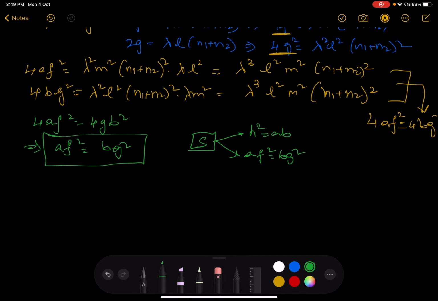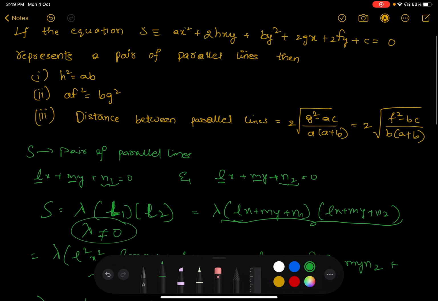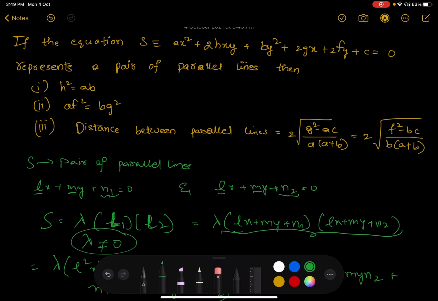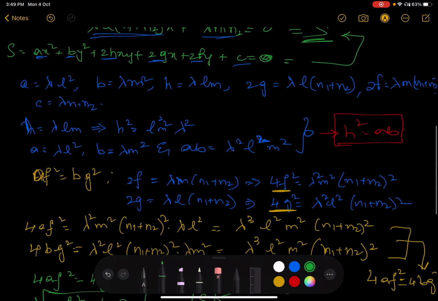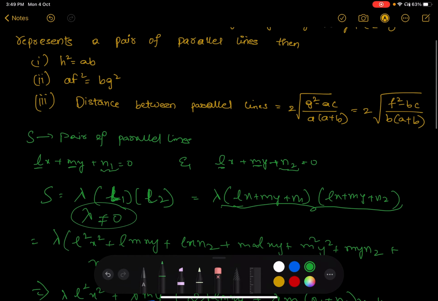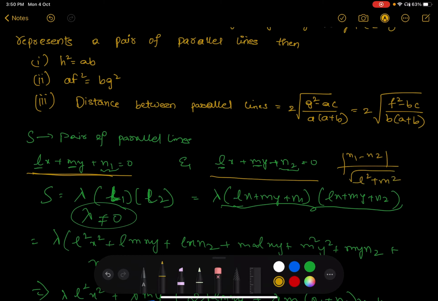Now let us go to our third condition. Our third condition is distance between parallel lines is 2 root (g square minus ac) by (a into (a plus b)), that is 2 root (f square minus bc) by (a into (a plus b)). Now the two lines which I have assumed are lx plus my plus n1 is equal to 0, lx plus my plus n2 is equal to 0. So we know that the distance between these parallel lines is modulus of n1 minus n2 by under root of l square plus m square.